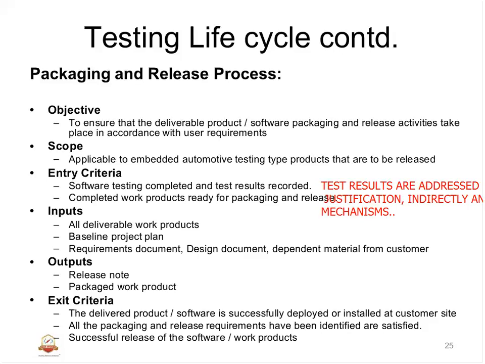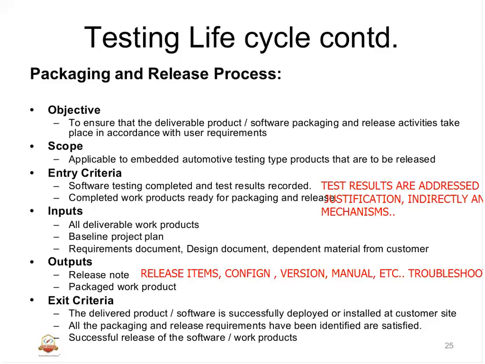Outputs: a release note should be there mentioning all the release items. What are the items that are released? What is the configuration information for that? Any version information and any manual it is going to point to, or any work instructions, how it should be used, any troubleshooting information, all this will be part of this release note. I mean, the release note will not have the data for all this, but it will have a pointer. It will have information about all these things.